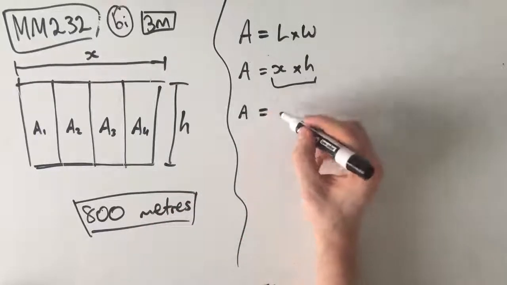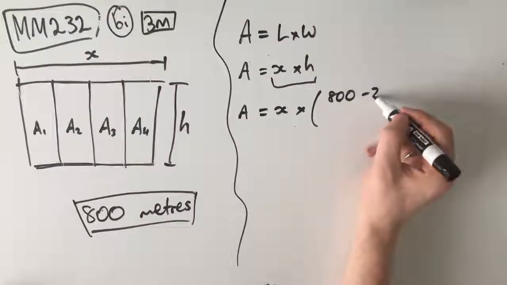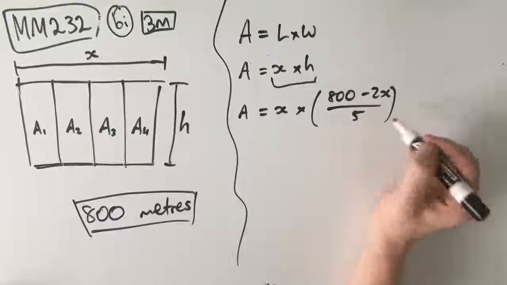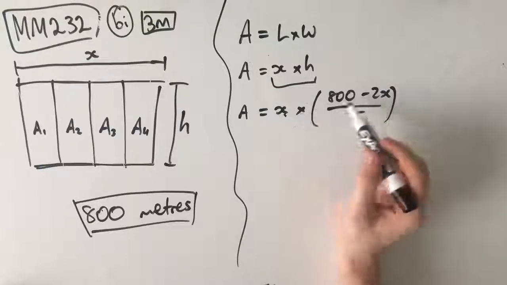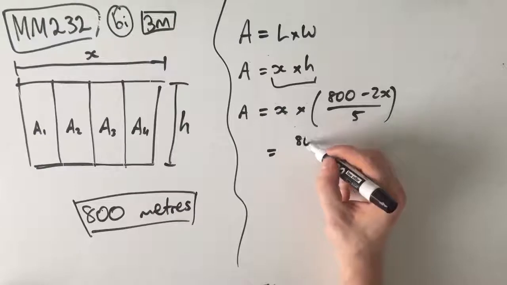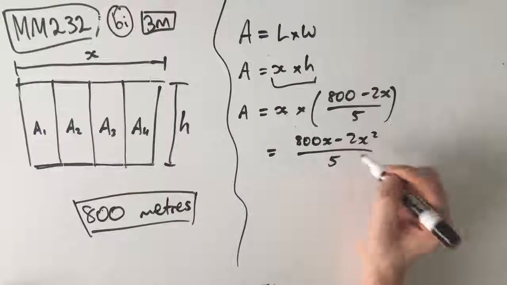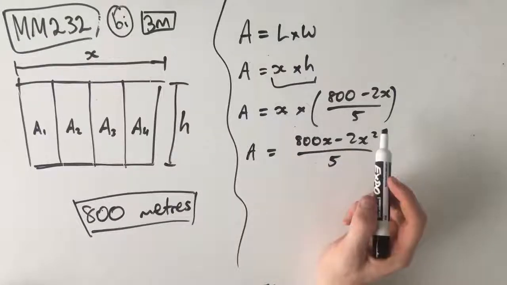So x times, we found that h was equal to (800 - 2x)/5. Whenever we've got stuff like this, we always want to get one in terms of the other so that we can have just one variable. From here, we get A = x(800 - 2x)/5. So this is our area equation.